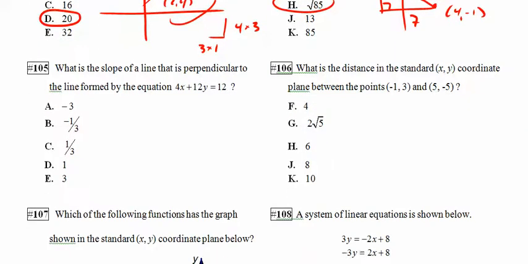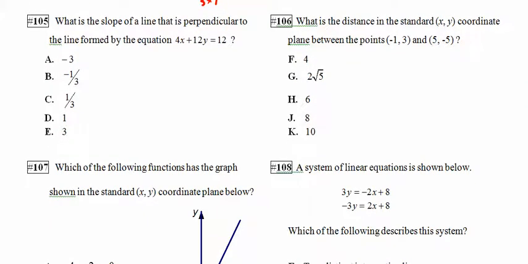What's the slope of a line that is perpendicular to the line formed by this? So we need to find the slope first. I'm going to ignore the y-intercept because I just care about slope. That's -1/3. Perpendicular means flip it, get rid of the negative. 3.